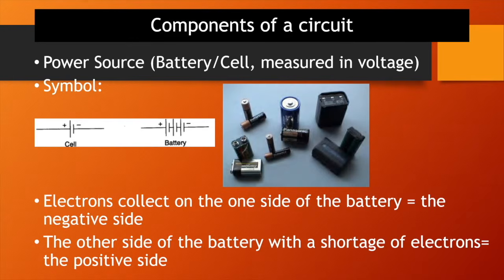Batteries consist of chemicals that will react with each other, and within the battery, those chemicals are stored as potential energy. Once the circuit is open, the chemicals will react with each other to produce an electric current. The electrons collect on the one side of the battery to show us that it is the negative side of the battery. The other side of the battery that has a shortage of electrons will tell us that it is the positive side of a battery. Remember, electrons have a negative charge. So the more electrons on the one side, it shows us that it's negative, and the fewer electrons on the other side will show us it is positive.